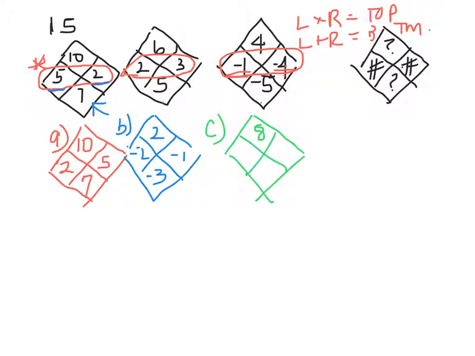They've changed it up a little for C. They gave us the top number and the bottom number, but not the left and right. What two numbers multiplied together equal 8 and added together equal 6? I'm going to let you figure that out.